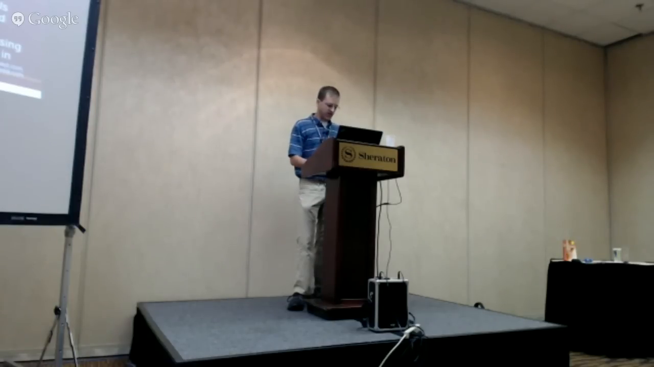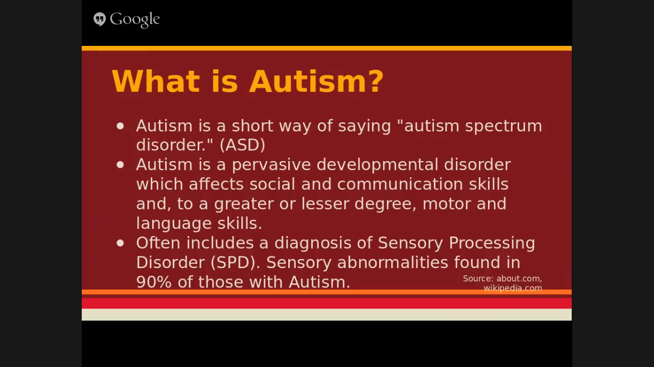So just if you don't know, autism is a short way of saying autism spectrum disorder, and autism is a pervasive developmental disorder which affects social communication skills and, to a greater or lesser degree, motor and language skills. We say developmental because we're talking about kids and development, and really what we're talking about is social and communication skills, particularly. And autism is a big topic, and obviously I can't cover a big topic in an hour. So I'm really focused on high functioning autism in the adult IT community.